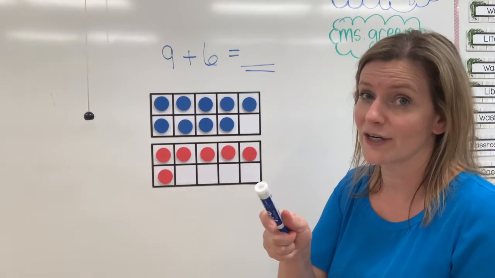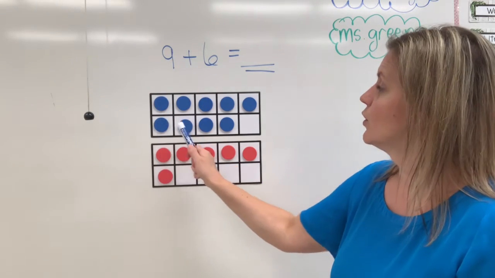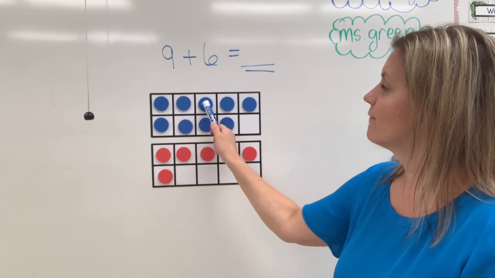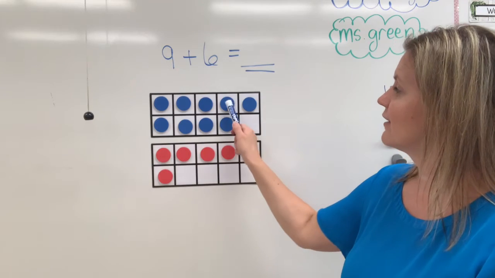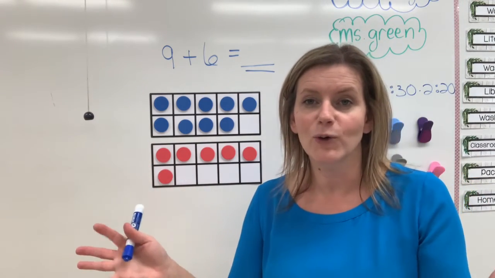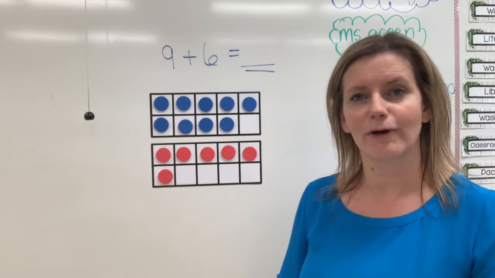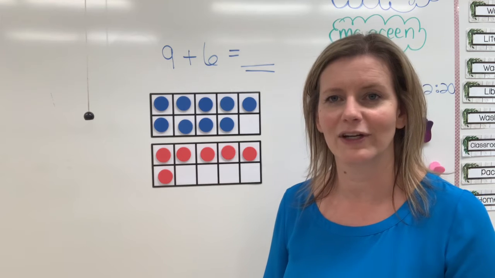Let's double check our number and we'll count by ones. 1, 2, 3, 4, 5, 6, 7, 8, 9. We have 9 blue counters. And you see, I've put our number 9 right up there because that's what we're looking at.